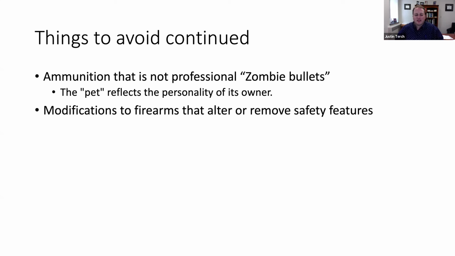The reason is the pet reflects the personality of its owner. We've all seen that, different people take pictures of their animals and they kind of look alike sometimes. When the average Joe citizen shows up for jury duty, when that grandmother who's 65, the retired school teacher, shows up for jury duty, they're probably not going to be impressed by zombie bullets. They're probably not going to be impressed by "you're fucked" etched into your gun. It makes you look out of control, and it makes you look bloodthirsty. And we already talked about modifications that remove or alter safety features. We don't want to do that.